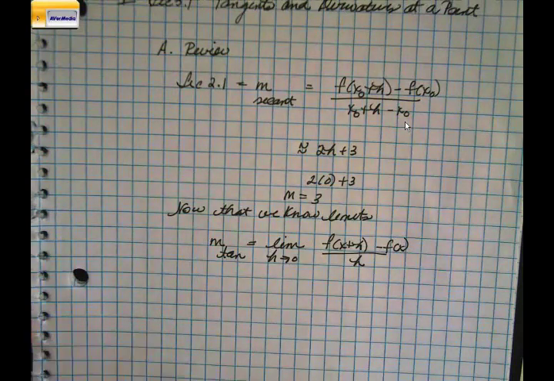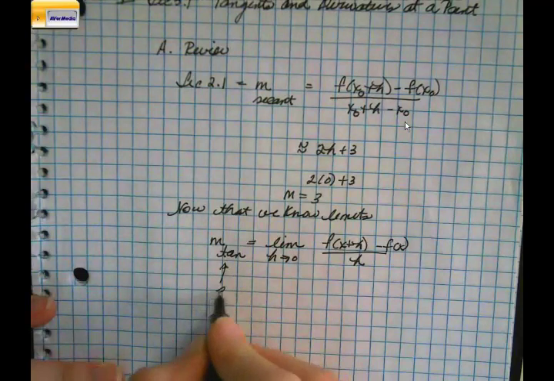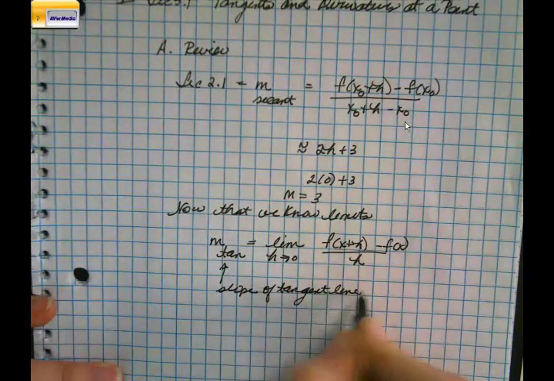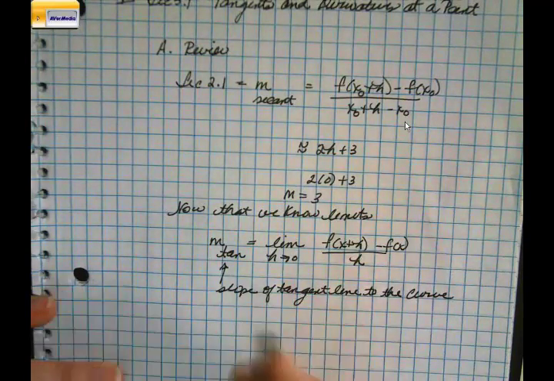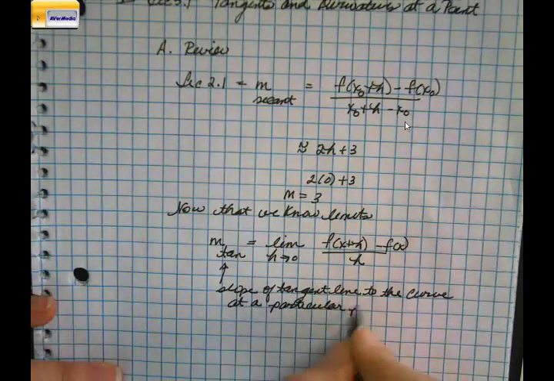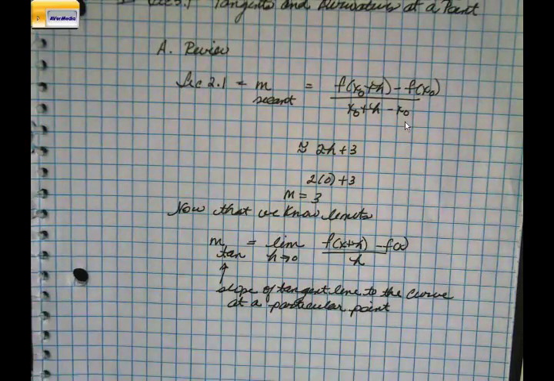So again, what we're talking about, this is the slope of the tangent line. This notation is finding the true slope of the tangent line to the curve, the original function, the original graph of some function at a particular point. Okay, so finding the exactness of the slope of a curve at a particular point on the curve.